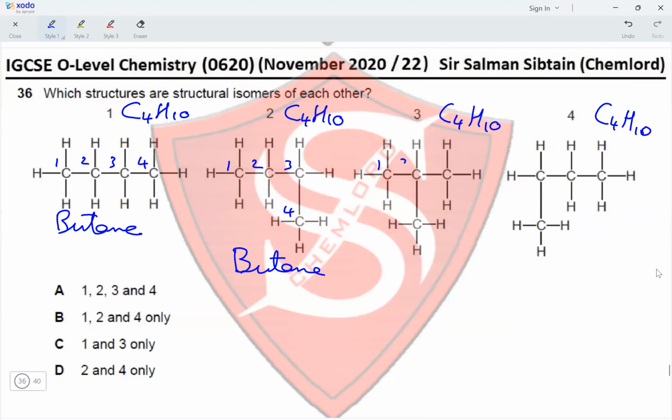3 is 1, 2, 3. And there is a methyl group on the second carbon atom. So the name of this compound is 2-methyl propane. And 2-methyl propane is an isomer of butane.